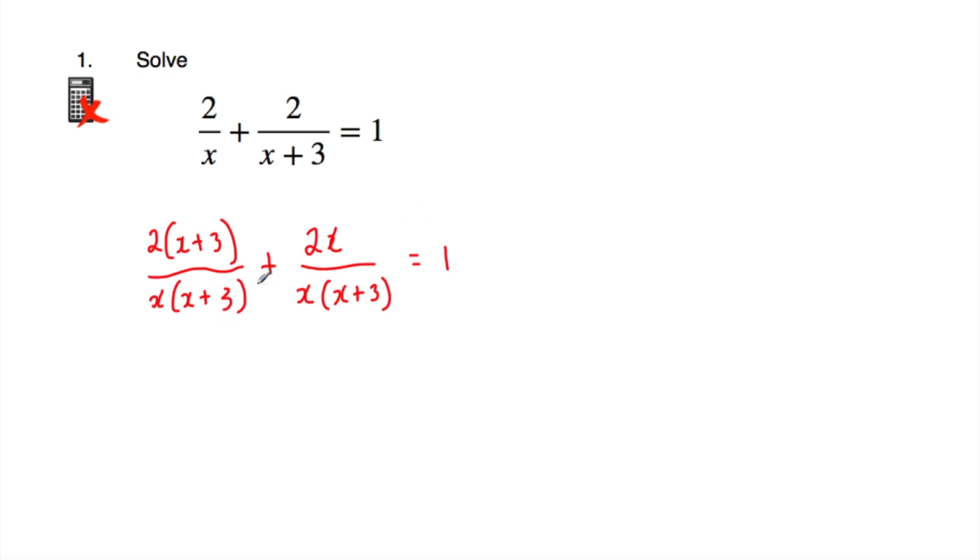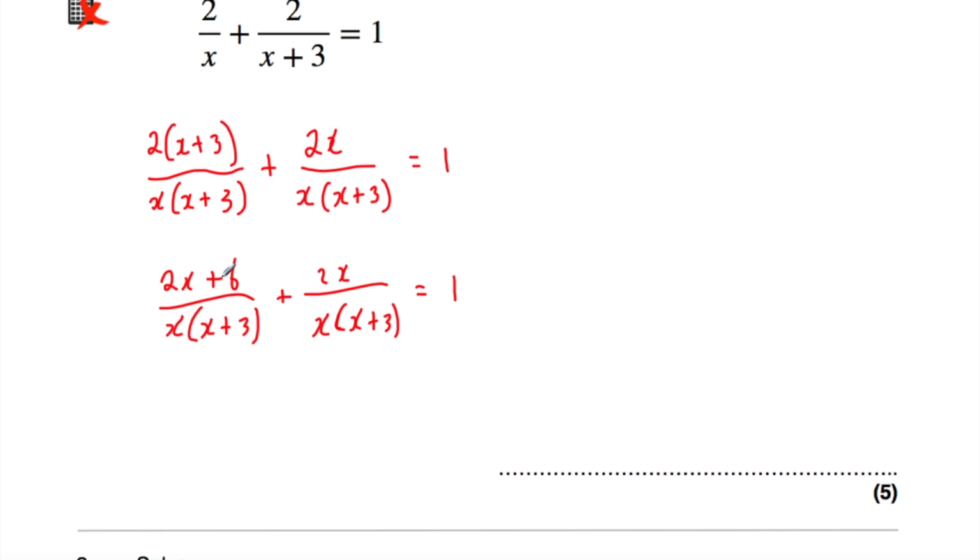Okay, so we've now got two fractions with the same denominator. Now we need to add them together. And remember, if you're adding fractions together with the same denominator, it's quite nice. You just add the numerators together. Just before I do the addition, I'm going to expand the brackets. In this numerator, 2 times x is 2x, and then 2 times 3 is 6, so plus 6. So if you expand these brackets, you'd get 2x plus 6, and we've still got the denominator of x bracket x plus 3. And then we're adding 2x over x bracket x plus 3 equals 1. We've just expanded the brackets because we're going to add together the numerators, and it's a little bit easier once you've expanded them.